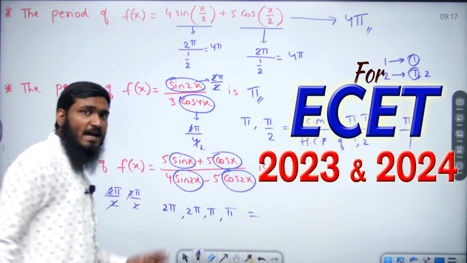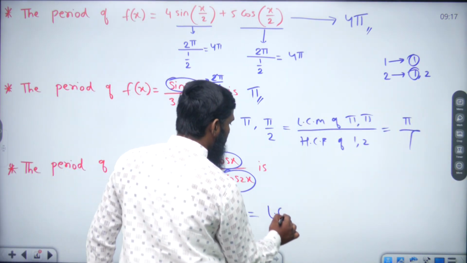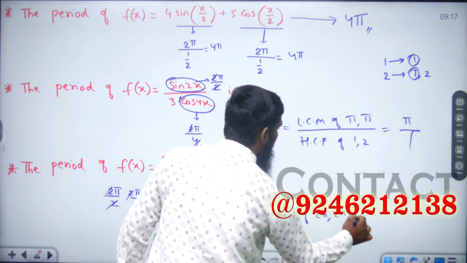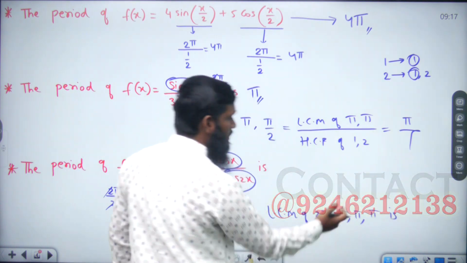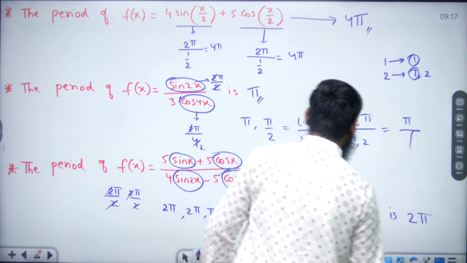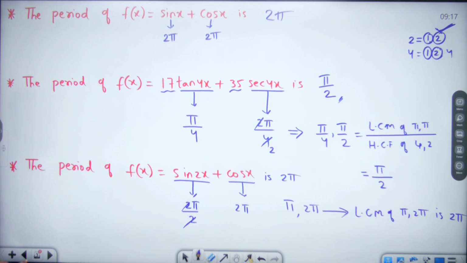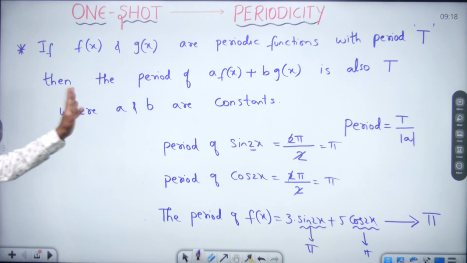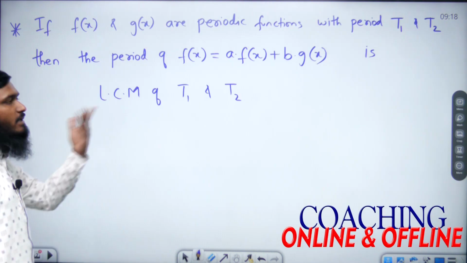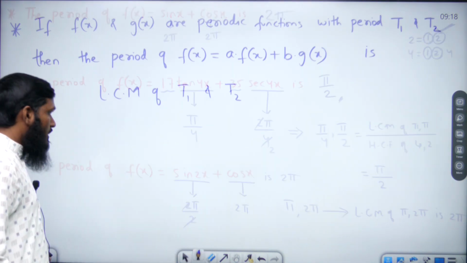As we have some different periods over here, we have to go for the LCM of 2 pi, pi and pi. Pi, 2 pi we have, so the LCM will be equal to 2 pi. So this question's answer is 2 pi. Let us see one more time: whenever we have the same periods, we write the same answer. If we have different periods, then we go for the LCM of the numerators and the HCF of the denominators.